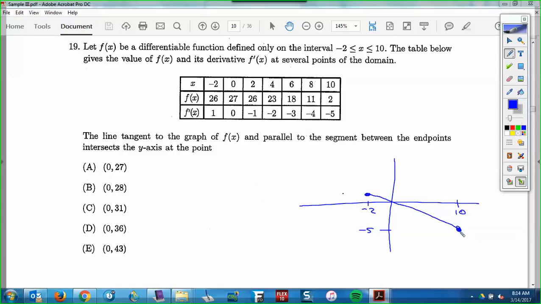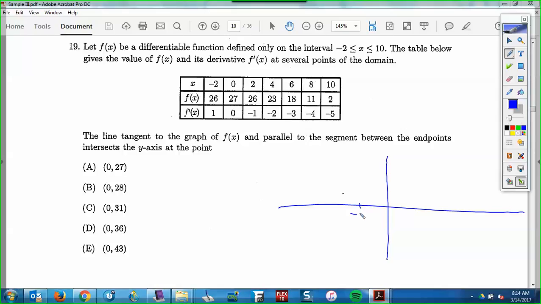Here's the segment between the two endpoints, right? Got a bunch of points in between. Oh, oops, that's not right. I just plotted f prime. Negative 2, 26, right? And 10, 2. And so can't we do that slope right there? So that'd be 24 over 12, which is 2. The line tangent to f and parallel, negative 2, yes.